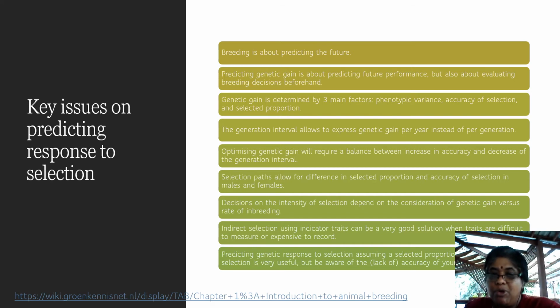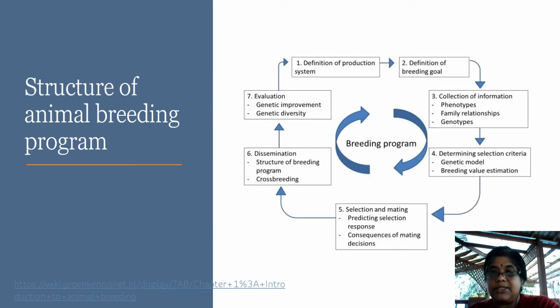When you impose indirect selection using indicator traits, you can actually have a good solution for traits that are difficult to measure and expensive to record, like fertility and disease resistance, things that are very difficult to see. Predicting genetic response to selection is very useful, but you need to understand the accuracy. Lack of accuracy will cause you a problem in your selection. So you have to understand accuracy and selection.